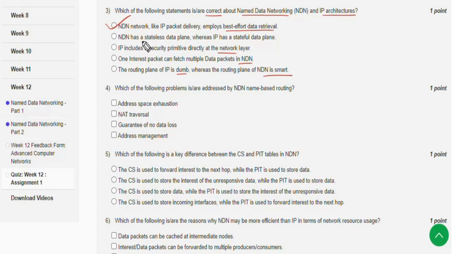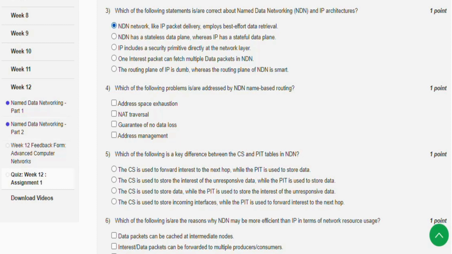And NDN is actually stateful, whereas IP is stateless. That's why that option is incorrect. So I select this one.